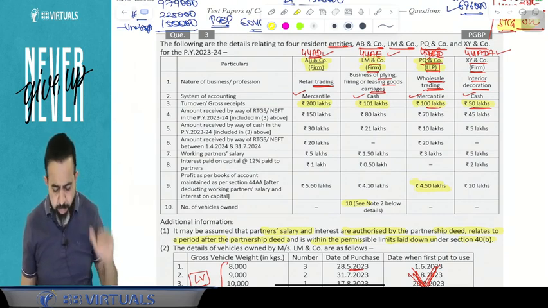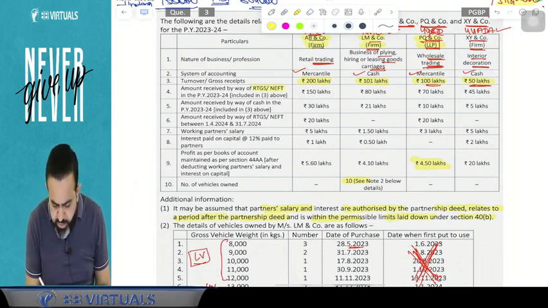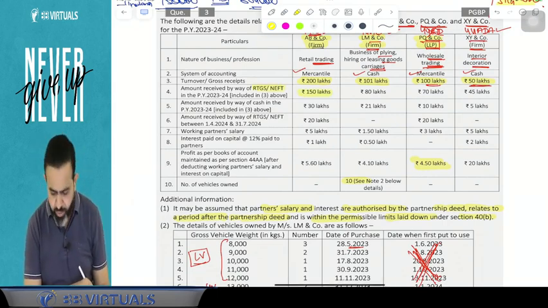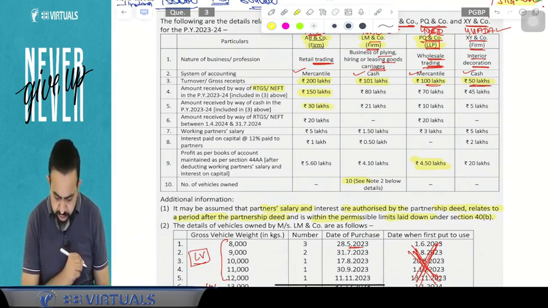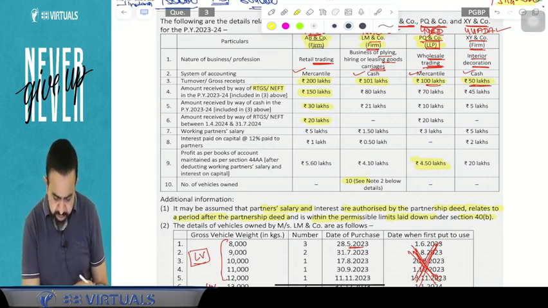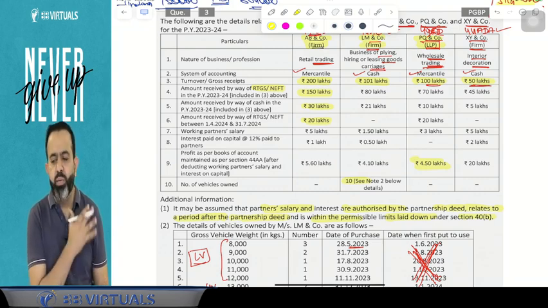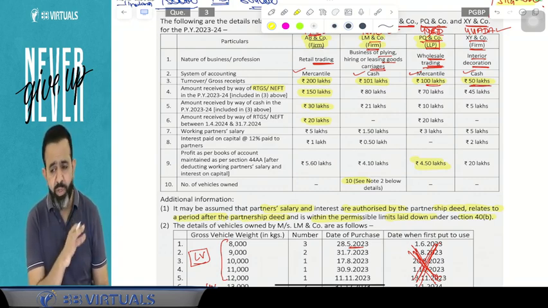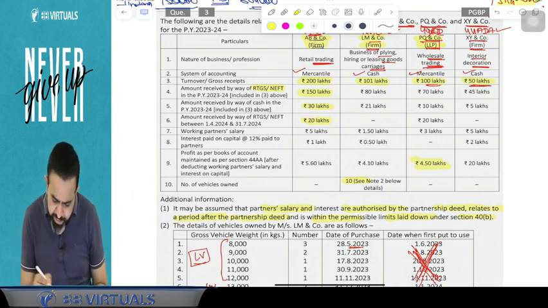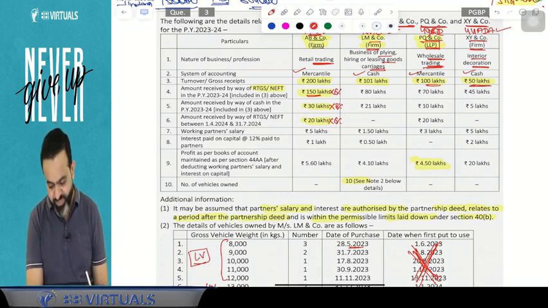But for AB and company, when we check here, out of the 2 crore rupees, this is received by RTGS NEFT in the current year only. Now this is received by cash, and this 20 lakh is received by RTGS NEFT only. After that, the working partner salary and all, this is not allowed. Guys, under 44AD and 44ADA, any remuneration and interest is not allowed. So can I say that on the 150 lakh, you will calculate 6% as PGBP income. Here it is 8% as PGBP income, and here it is 6% as PGBP income.